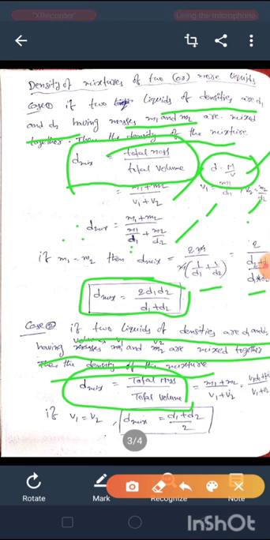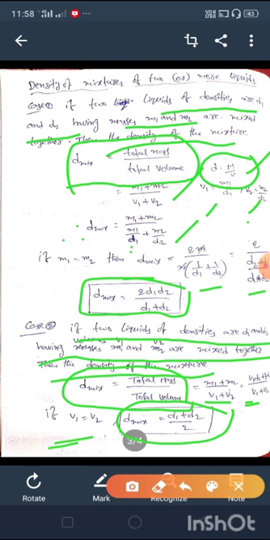Then substitute those values in this equation. m1 means v1 d1 plus m2 means v2 d2, by v1 plus v2. If v1 is equal to v2, the density of the mixture is equal to d1 plus d2 by 2. Here v is taken common and gets cancelled. When two liquids are mixed with equal masses, the density of the mixture is 2 d1 d2 by d1 plus d2. When two equal volumes are mixed together, the density of the mixture is d1 plus d2 by 2.